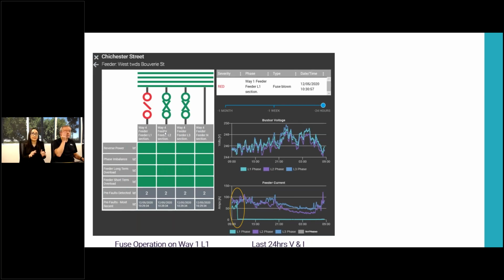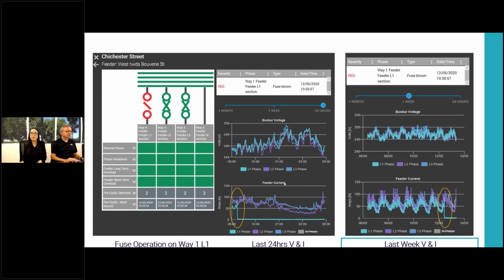For example, in this one in red, we can see what is happening in each one of the phases within that feeder. We can see here a fuse blow event happening in phase 1. We can also see more detail in these waveforms. If we go backwards in time, all these graphics get updated automatically. We can do so many other things on this user interface. I encourage you to go and watch our video on our YouTube channel, or just ask us.